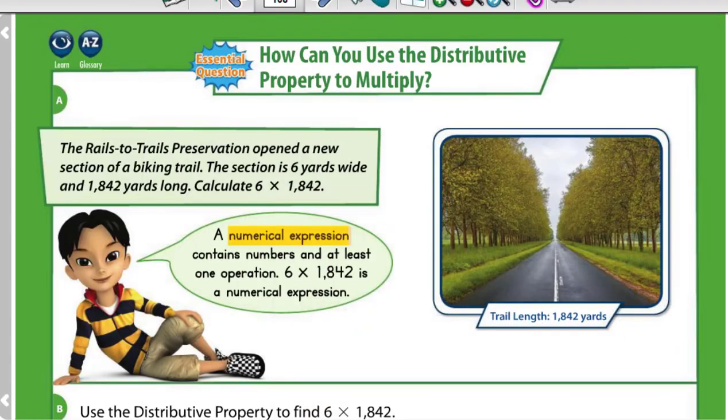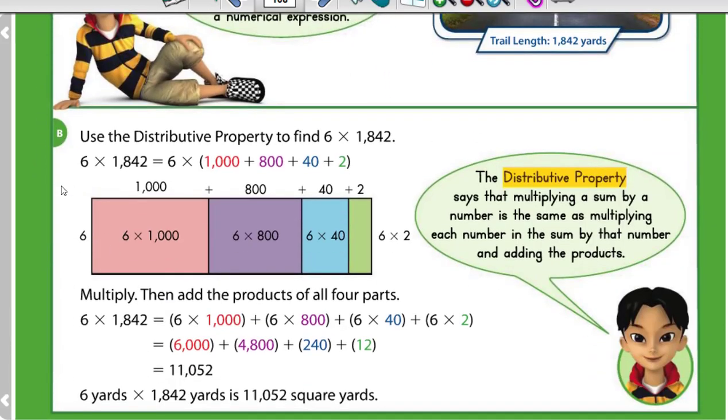Now back to the book, and as you can see here we have 6 times 1,842, and we will break 1,842 and write it in the expanded form. Please do not use your mic.